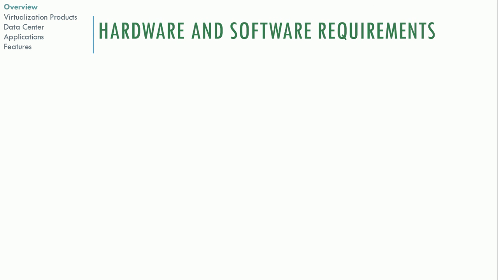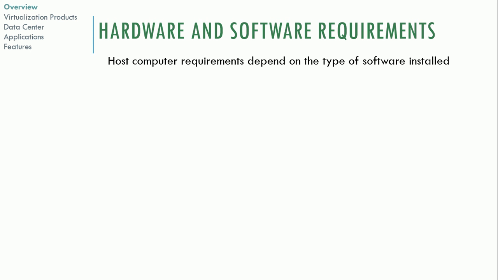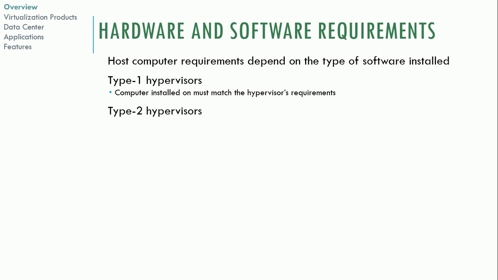So as far as hardware and software requirements, the host computer requirements will depend on the type of software that's installed. With a Type 1 hypervisor, the computer must match the hypervisor's requirements. And this is one of the challenges with Type 1 hypervisors. You can't just go to Dell and buy any old server and install a Type 1 hypervisor on it. You have to ensure that it's compatible with the hardware. There are generally more stringent hardware compatibility requirements with the Type 1 hypervisors.